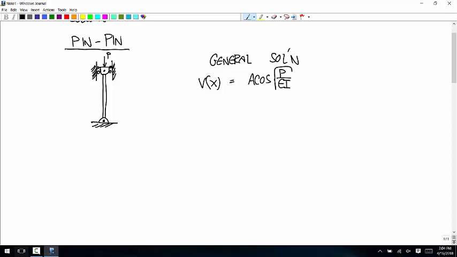What's the name of EI? Flexural rigidity, good, yeah. Flexural rigidity. Yeah, it's hard to say fast. Plus b times the sine of the square root of P over EI.